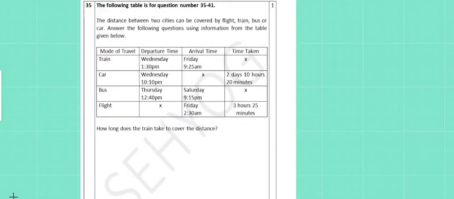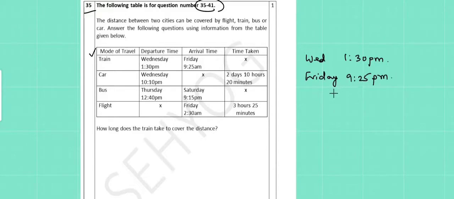So, in number 35, we have a table which will be used from question number 35 to 41. The first question asks, how long does the train take to cover the distance? The train is departing at 1:30 p.m. Wednesday and it is arriving at 9:25 a.m. on Friday. So, in between we have Thursday, and we also have to take that into consideration.